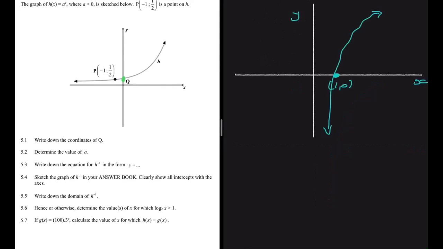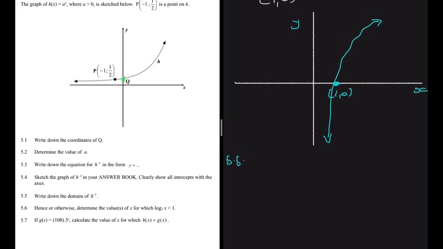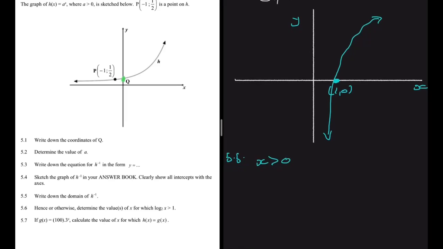Let's move to 5.5. 5.5 is saying let's write down the domain of h inverse. So what's the domain again? The domain is the x values for which our function is defined, right? And our function here is only defined when x is greater than 0, right? When x is equal to 0, we have undefined. When x is negative, we have undefined. It's only defined when x is greater than 0, right?